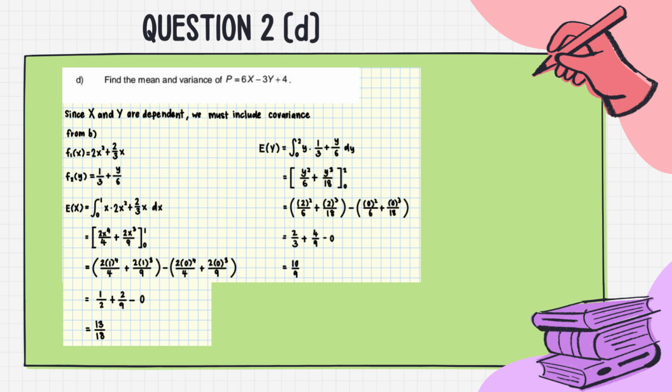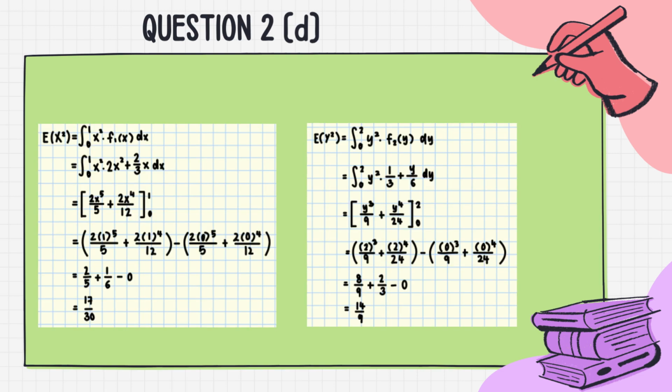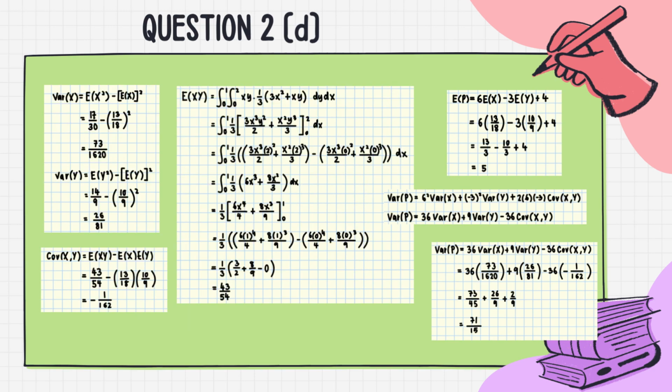Question 2d. Find the mean and variance of P equal to 6x minus 3y plus 4. Use the marginal x and y from the past answer and find the mean of x and y. We also must calculate the mean of x squared and mean of y squared to calculate the variance. Find the variance of x and variance of y using the formula above.